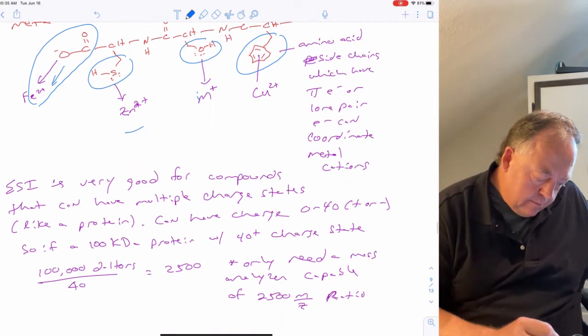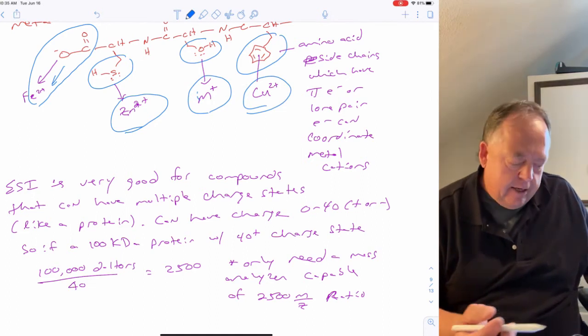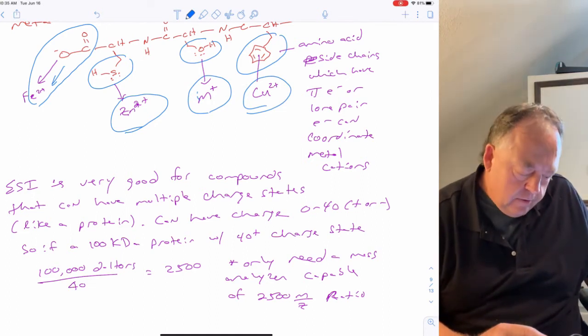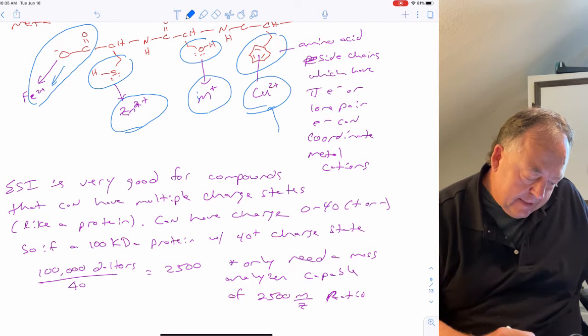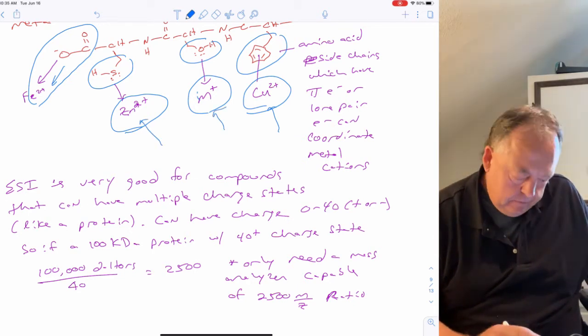And so, of course, when it binds to metals, it becomes charged, and now it can be accelerated in a mass spectrometer. And then the mass is going to be off by the mass of these metals.